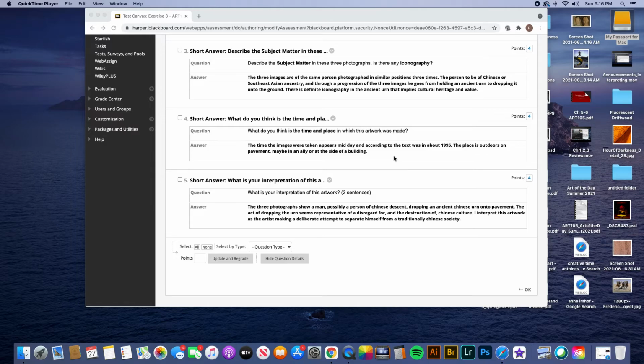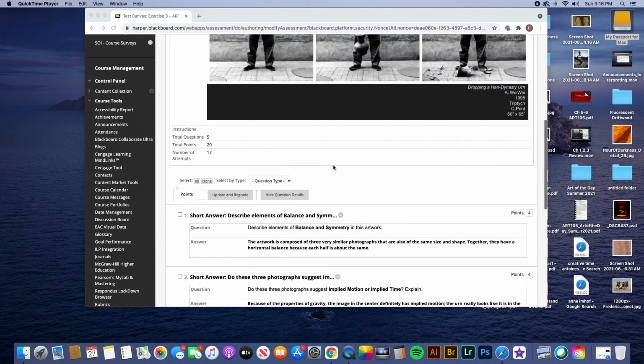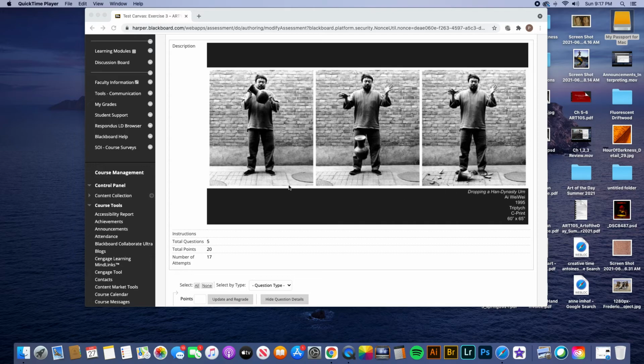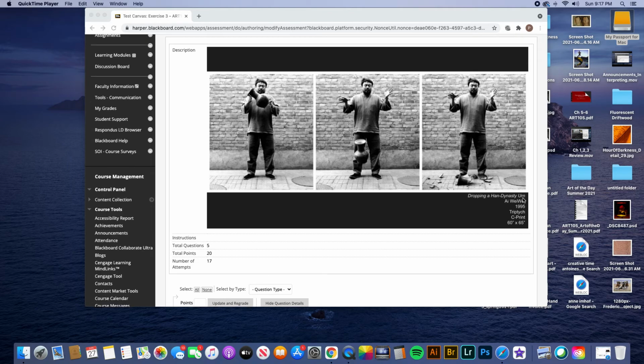The act of dropping the urn seems representative of a disregard for and the destruction of Chinese culture. I interpret this artwork as the artist making a deliberate attempt to separate himself from a traditionally Chinese society. I'm sure there is more that this has to offer, especially if you learn about the life and times of the artist, Ai Weiwei. But an interpretation such as that would be excellent for an answer.